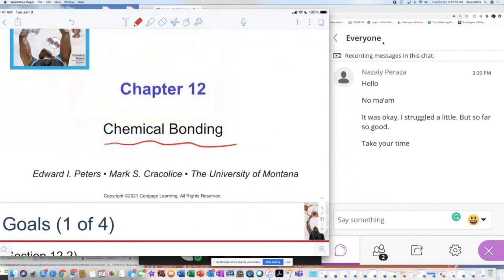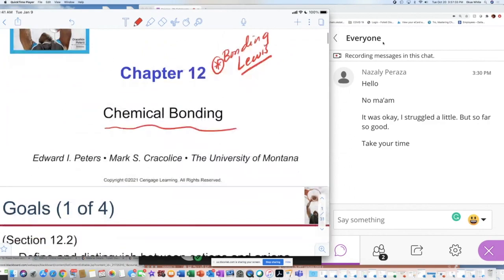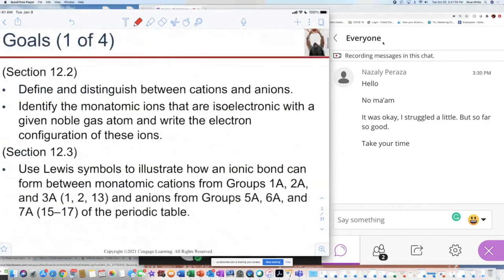So at some level, we're looking at bonding from the point of view of Lewis. Now, this being a non-majors class, we look at bonding mostly from this scientist's point of view. There are many other bonding theories, but we only focus on Lewis's bonding theory. So I'm going to go ahead and start.